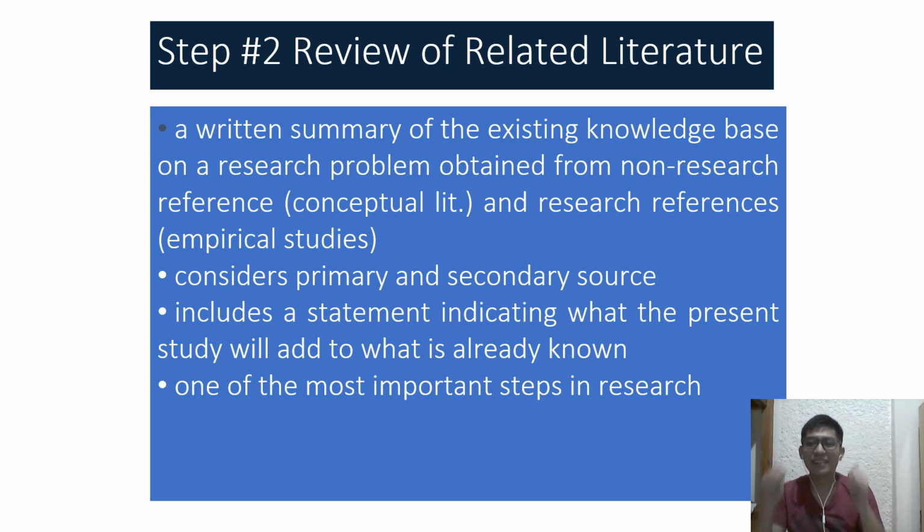Okay, now, are you ready for our step 2? Our step 1 is our research problem, our research title. Now, let's do the review of related literature. Why are we doing a review of related literature? Because the review of related literature is a written summary of the existing knowledge on the research problem, obtained from non-research references and research references. It considers primary and secondary sources. Include a statement indicating what the present study will add to what's already known. It is one of the most important steps in research. Why is the review of related literature very important?